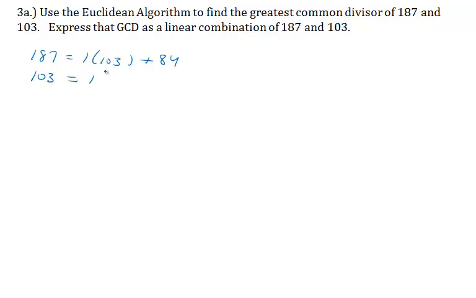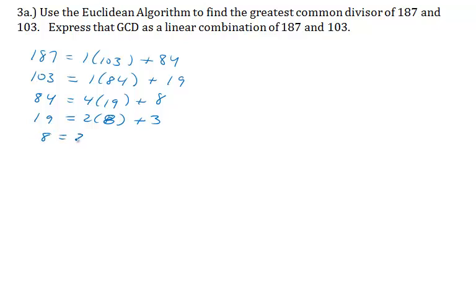103 is 1 times 84 plus a remainder of 19. 84 is 4 times 19 plus a remainder of 8. 19 is 2 times 8 plus a remainder of 3. 8 is 2 times 3 plus a remainder of 2. 3 is 1 times 2 plus a remainder of 1. And 2 finally is 2 times 1 plus a remainder of 0. So the greatest common divisor is 1.